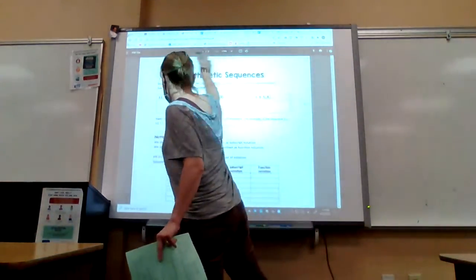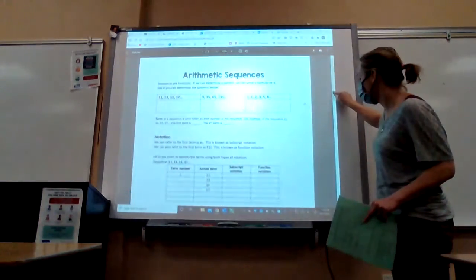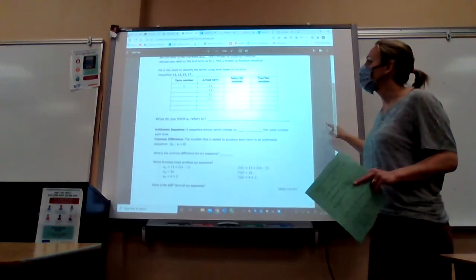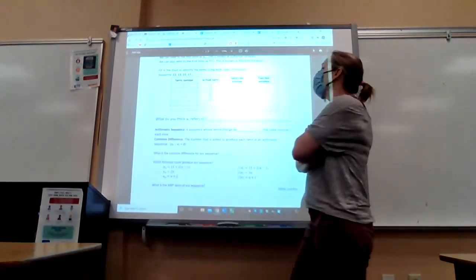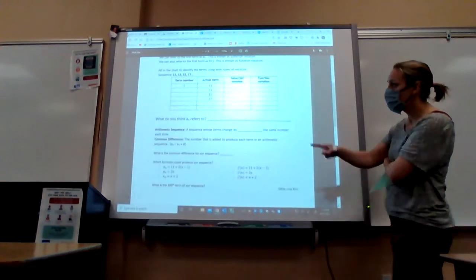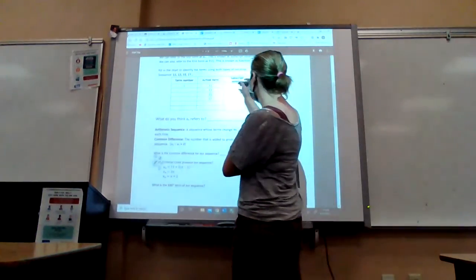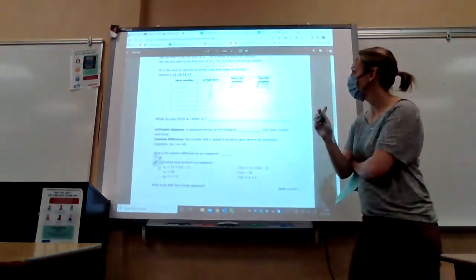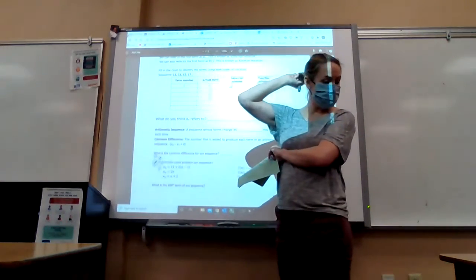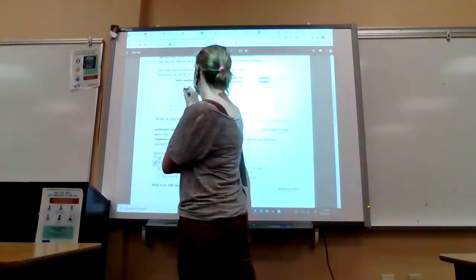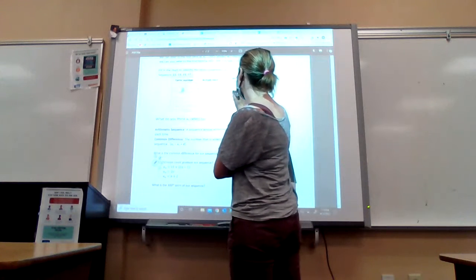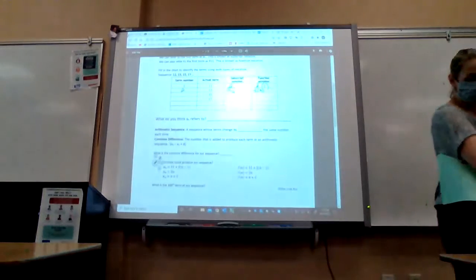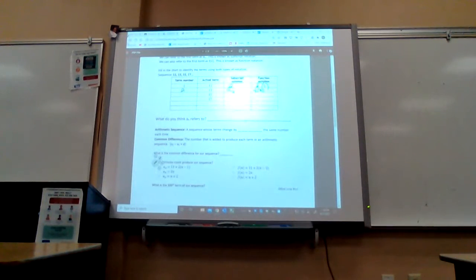So these are two different notations. It is important for you to know both of them, so I will be using both of them, and you need to be familiar with both of them. Okay, so we're going to use this chart. Term number 1 is 11, so that would be a sub 1 or f of 1. 13 is the second term, so that would be a sub 2 or f of 2. So go ahead and fill that out.